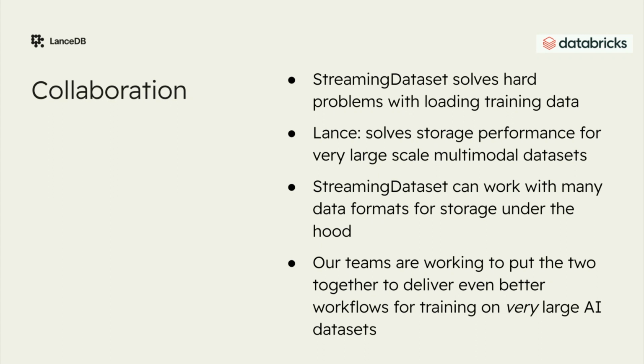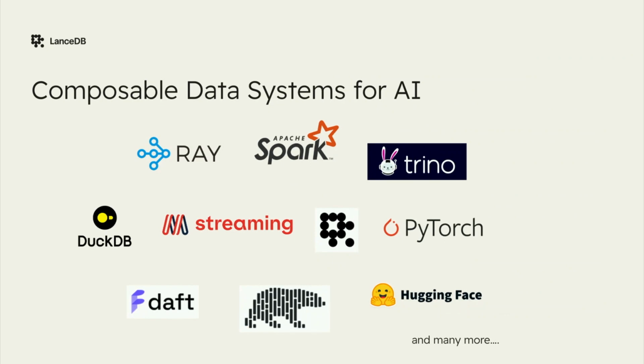So if you zoom out a little bit, what we're essentially trying to build together is what we call composable data systems for AI, so that Lance and streaming dataset can work together, but through essentially the Apache Arrow interface, it brings into the ecosystem all of your favorite data tools, from DuckDB, Polars and Daft, to PyTorch and Hugging Face for ML folks, to Ray and Spark and Trino for really large scale queries and data preparation workloads.